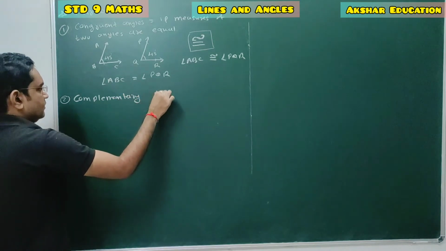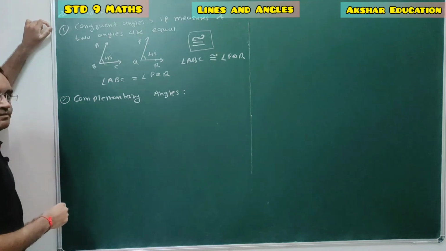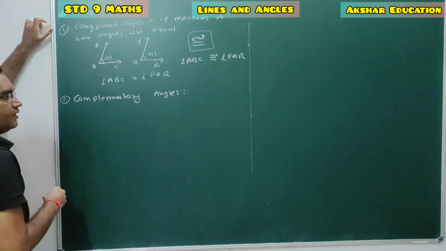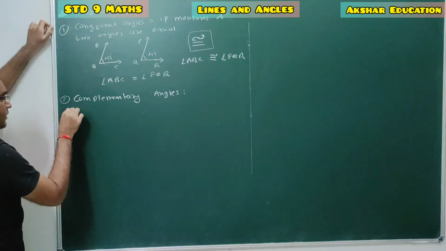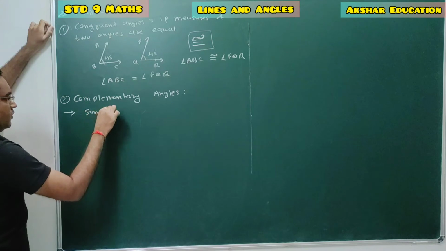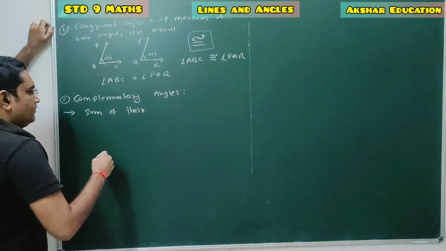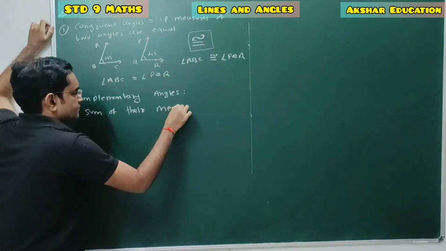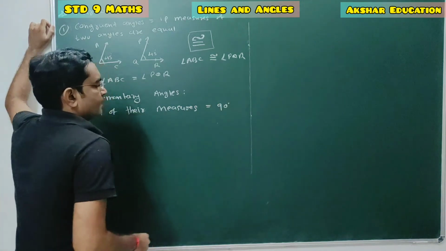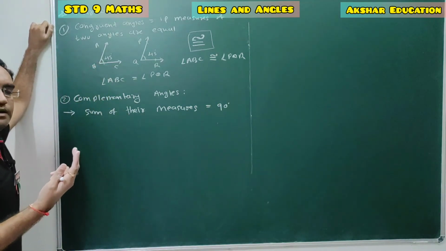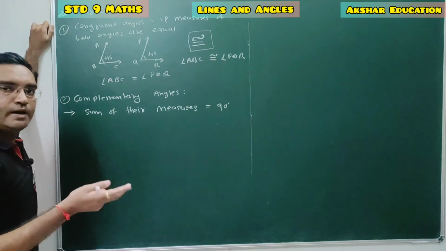Complementary angles. A pair of angles is said to be complementary angles if their sum is 90 degrees. In short, if the sum of their measures is equal to 90 degrees, then the two angles are said to be complementary of each other.